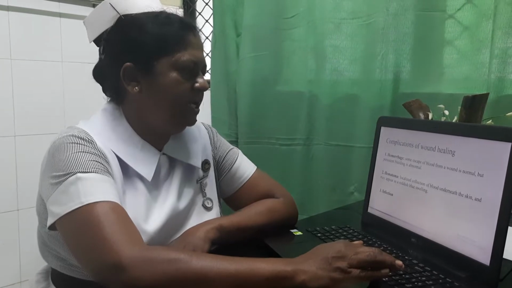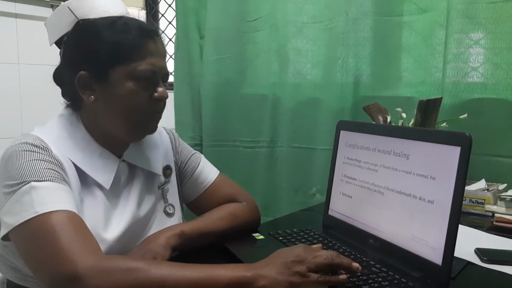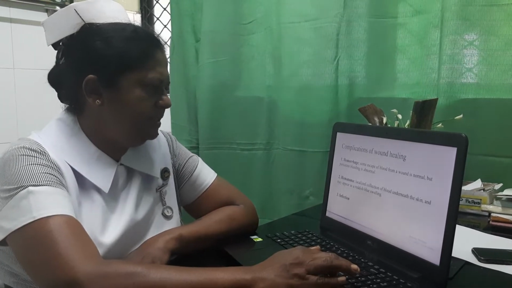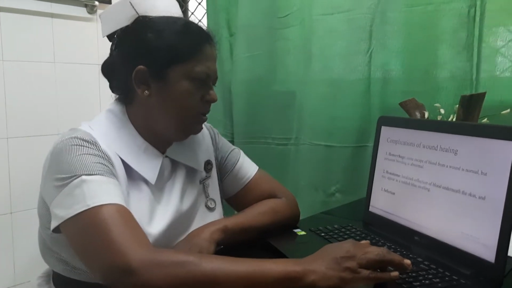Complications of wound healing. Hemorrhage: some escape of blood from a wound is normal, but persistent bleeding is abnormal. Hematoma: a localized collection of blood underneath the skin that may appear as a reddish blue swelling. Infection.